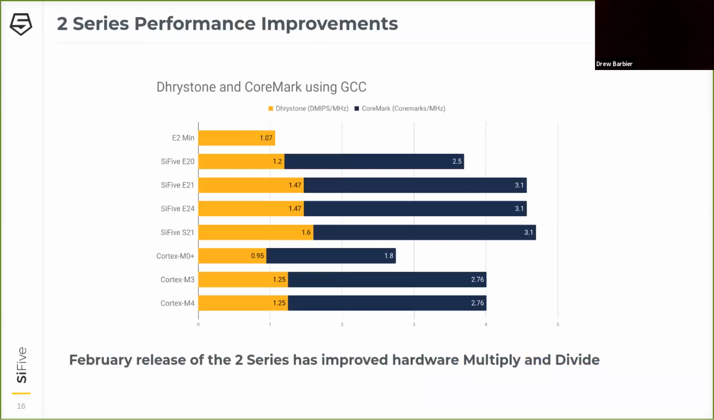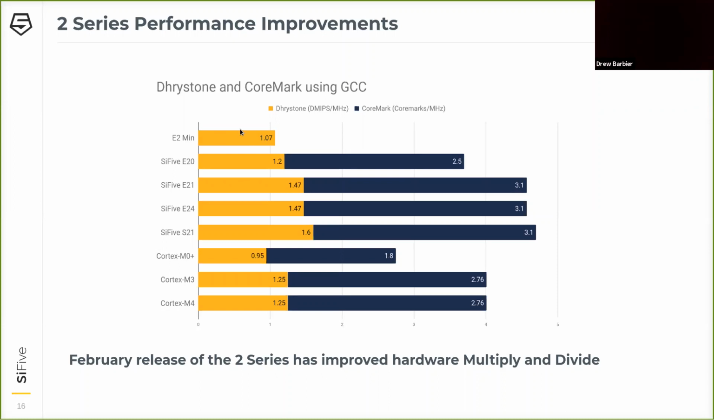I'm not going to cover the other standard cores in detail in this webinar. All of the information is on the website, and we will be refreshing that information soon. Some of that refreshed information is the recent performance improvements we've made to the designs. The February release of the 2 series saw improvements to the hardware multiply and divide units that led to increased benchmark scores. We'll take a look at some of these benchmarks compared to their ARM equivalents.